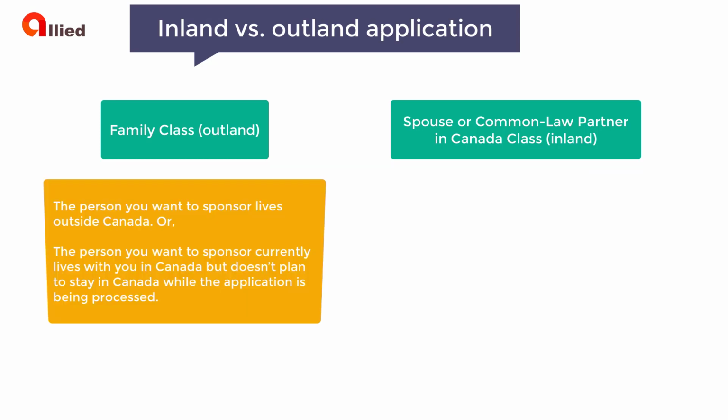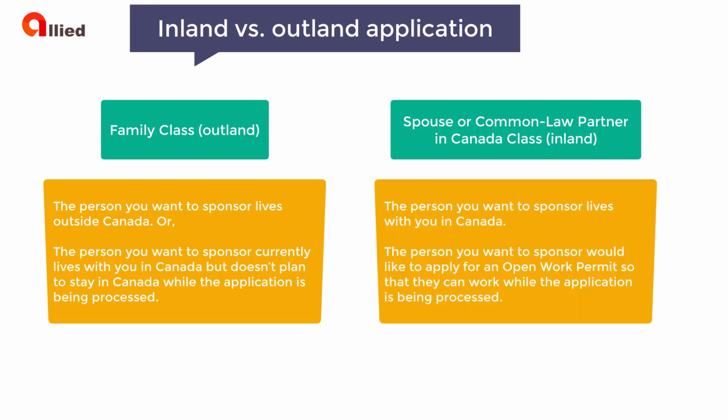Apply under the family class if the person you want to sponsor lives outside Canada, or the person you want to sponsor currently lives with you in Canada but doesn't plan to stay in Canada while the application is being processed. Apply under the spouse or common law partner in Canada class if your spouse or common law partner lives with you in Canada, and would like to apply for an open work permit so that they can work while the application is being processed. Inland application gives the sponsored person the ability to continue living in Canada while their application for permanent residence is processed.